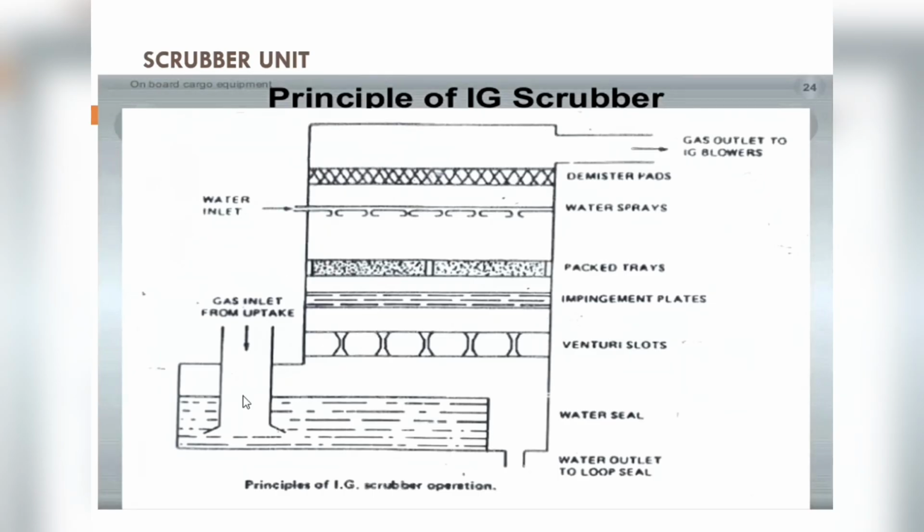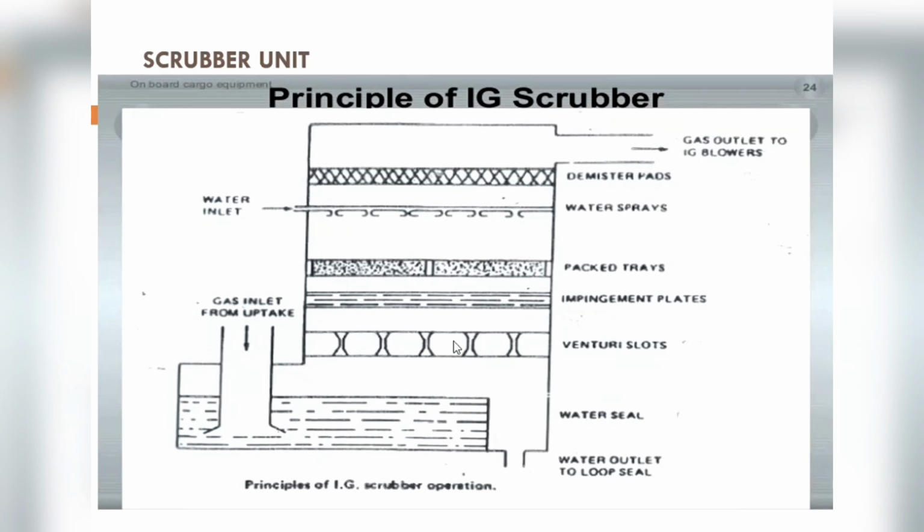Solid particles which are there in the gas are removed in the venturi slots, because of the venturi effect. As you know, the venturi effect is that as the diameter of the pipe reduces, the speed of the flow of the gases increases because of Bernoulli's theorem. As the velocity of the gases increases, the solid particles cannot cope up and they fall back. So here the solid particles are removed.